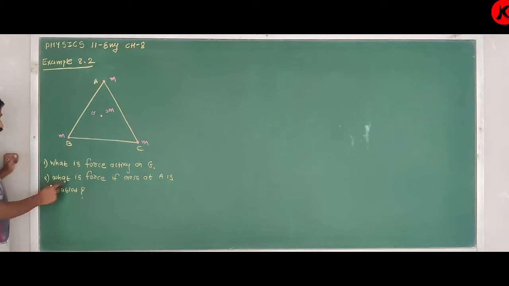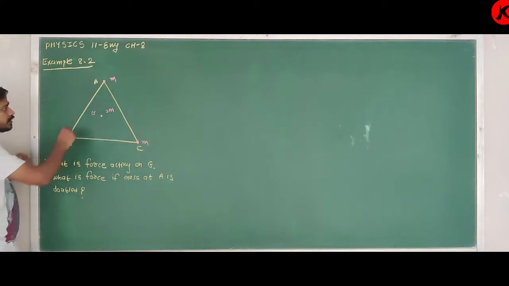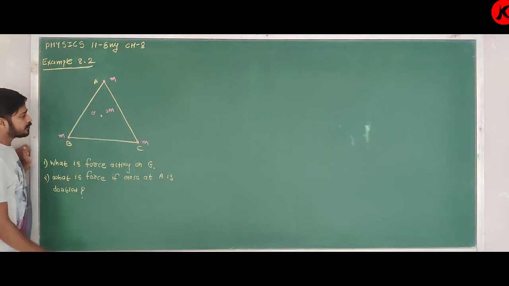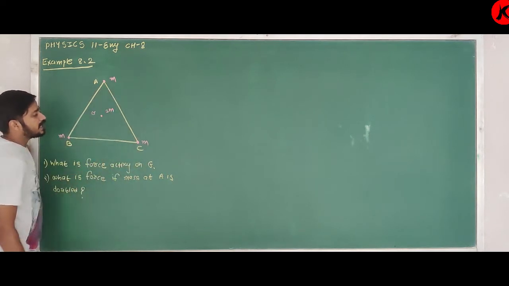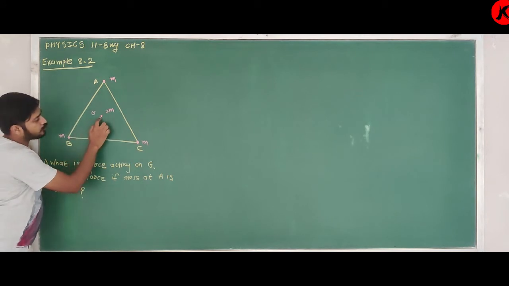Second question, what is the force if the mass at A is doubled? Understand the question again. Equilateral triangle, at each corner mass m, at centroid G mass 2m. You have to find what is the force acting at the centroid.